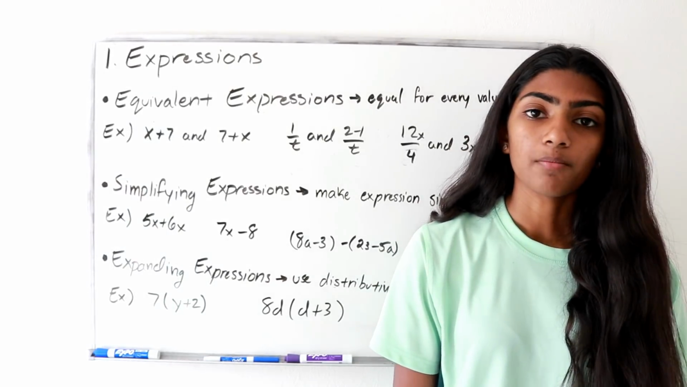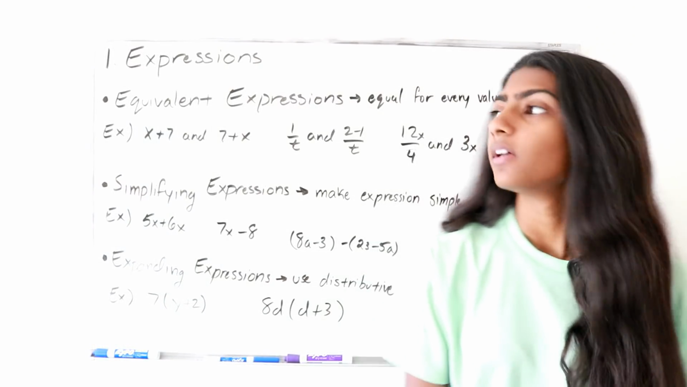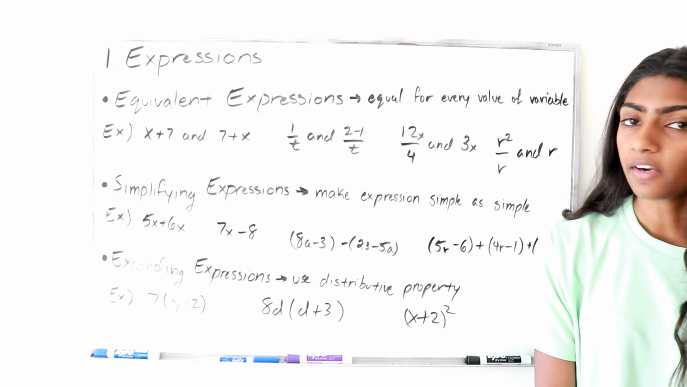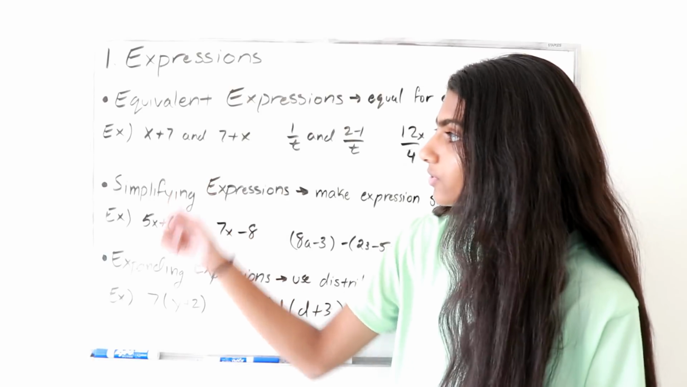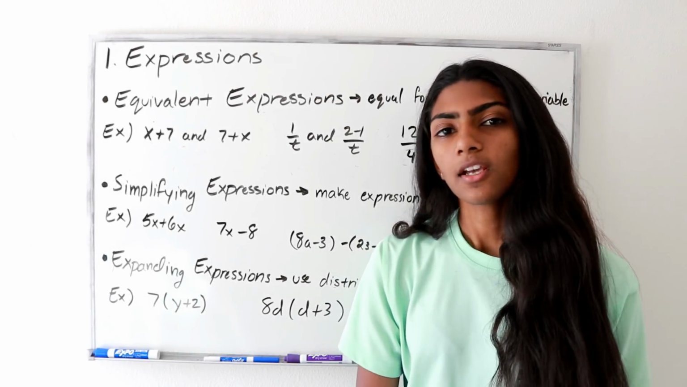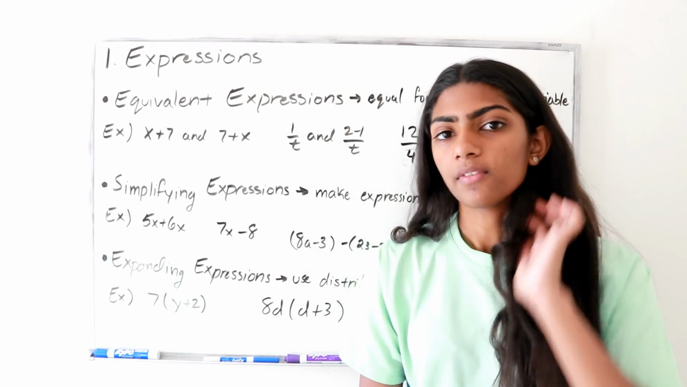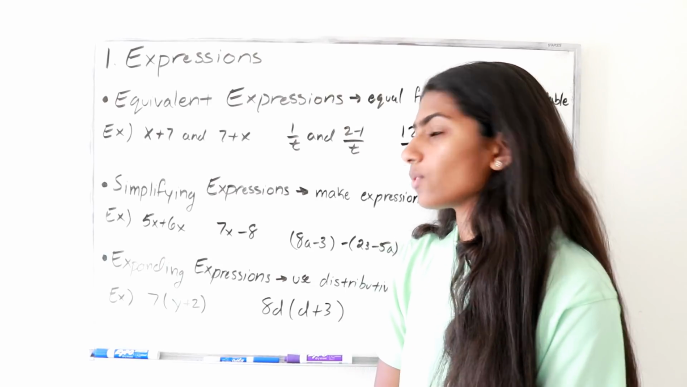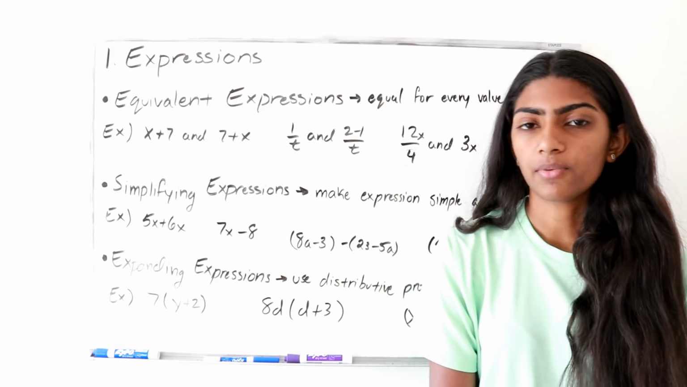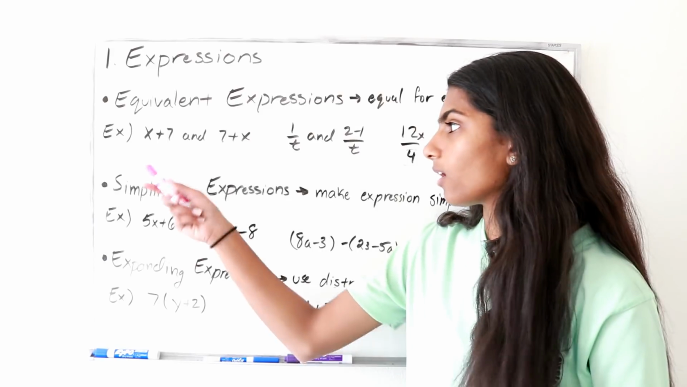Now let's find out how to compare two expressions to see if they're equivalent. What you want to do is find out if they're equal for every value of the variable. So let's look at these examples: x plus 7 and 7 plus x. Are they equivalent? The first thing I want to do is try to plug in a number for the variable. So let's say x equals 1. If we do x equals 1, we get 1 plus 7 and 7 plus 1. Both of those equal 8, and that means that they are both equivalent.